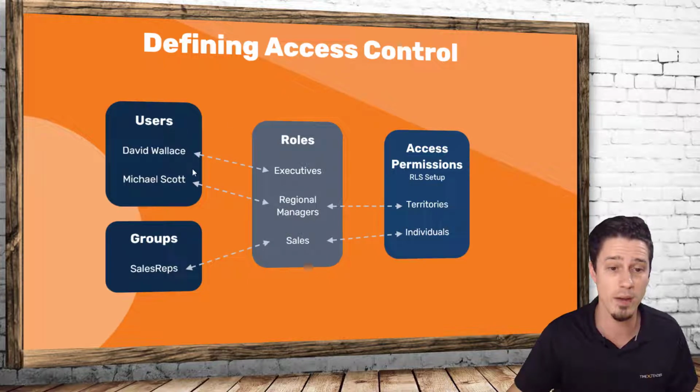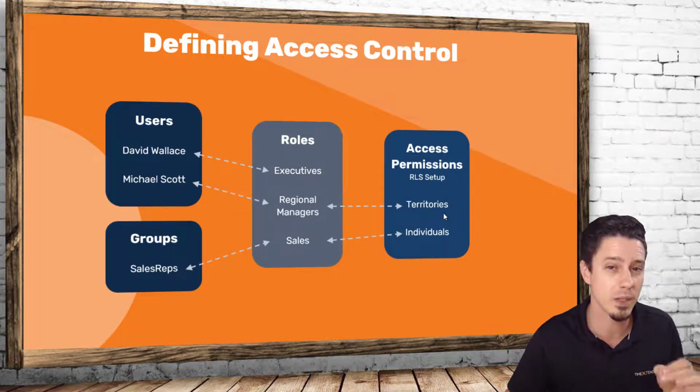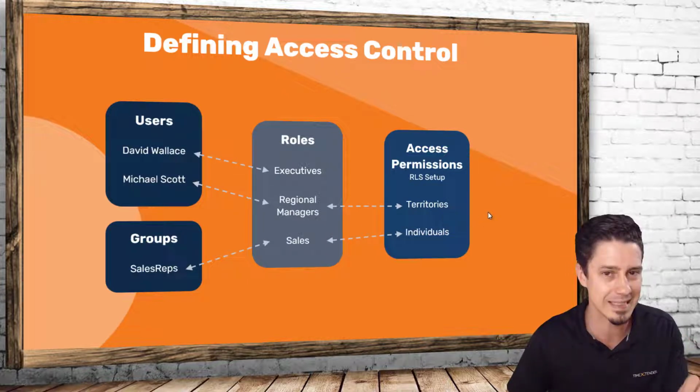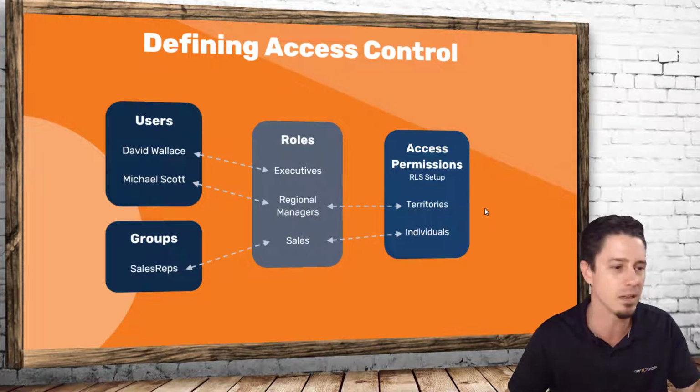We also have the regional managers. So we have Michael Scott, who is the manager of the Northwest Territory. So we want to make sure he only has access to see the information for the sales reps in the Northwest Territory. He doesn't need to be looking at bonuses and commissions for all of the other sales reps across the different departments or different regions in the company.